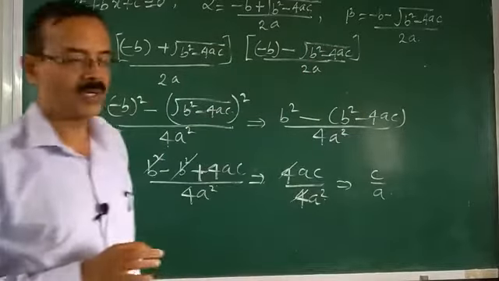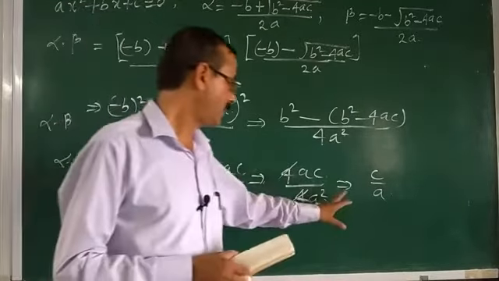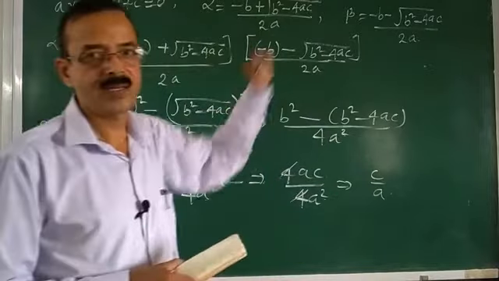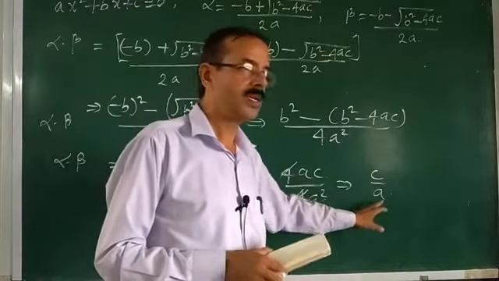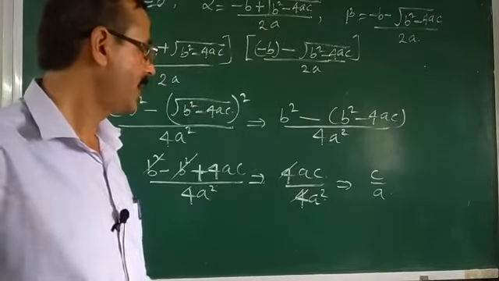What we found? We found if the product of two roots we find, that will be equal to c upon a. c means the constant term upon the coefficient of x square. Constant term upon coefficient of x square.